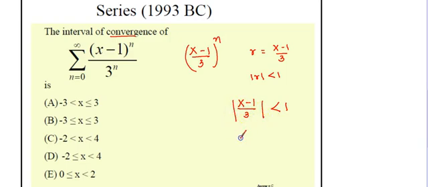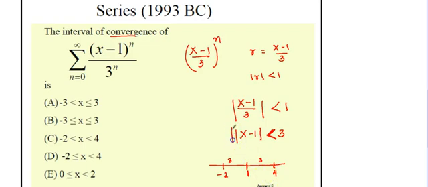Let's solve this inequality. The absolute value of x minus 1, if I multiply both sides by 3, is less than 3. Now in Algebra 1, you learned the absolute value function. So in other words, you can say the distance from the center, which is 1, is less than 3. That means this is the radius. If I go 3 units this way, it will be 4. And if I go 3 units the other way, it will be negative 2. So clearly x has to be between negative 2 and 4.